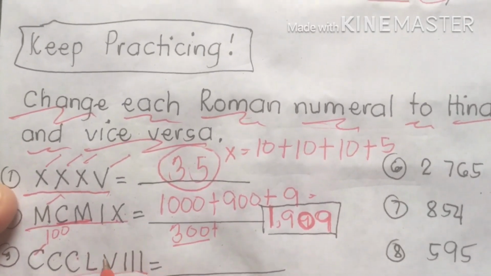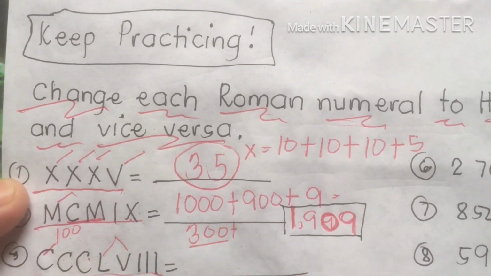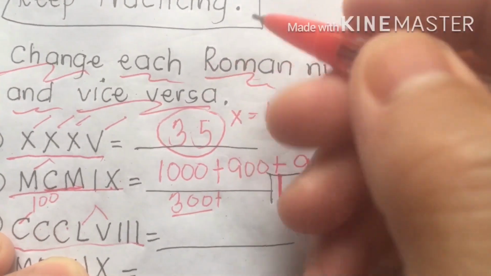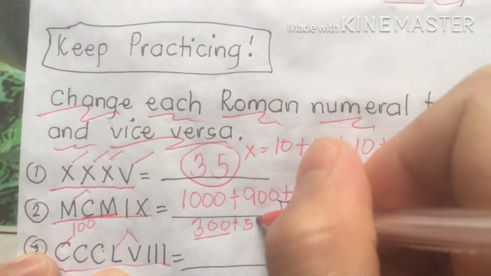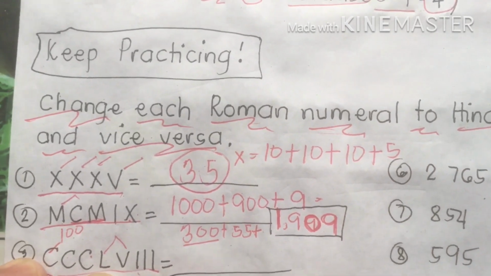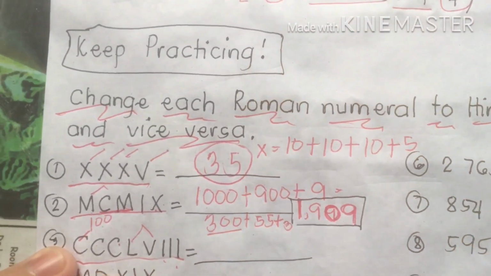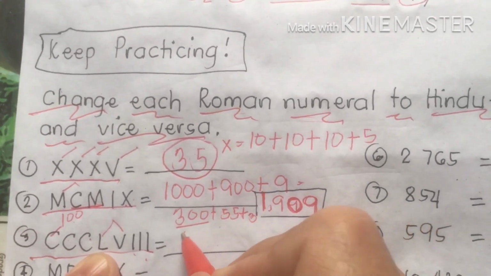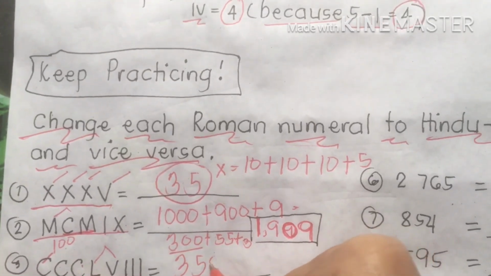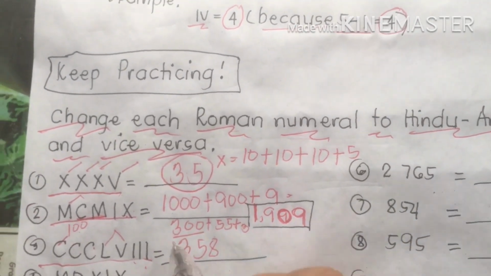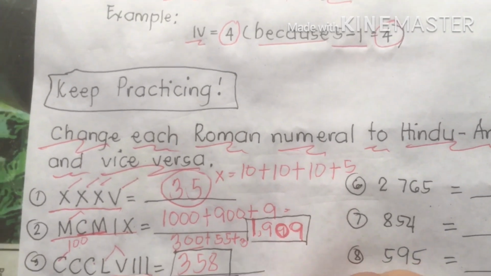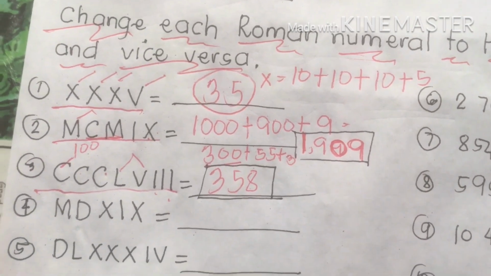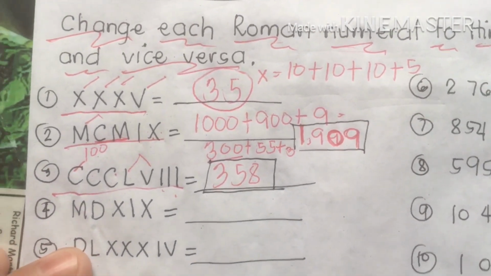So we're going to first solve L and V. Remember, L is 50, then V is 5. So we have 55 plus triple I, 3. Okay, so we have 355, 358. This will be our answer, guys. 358. That's our answer for number 3.